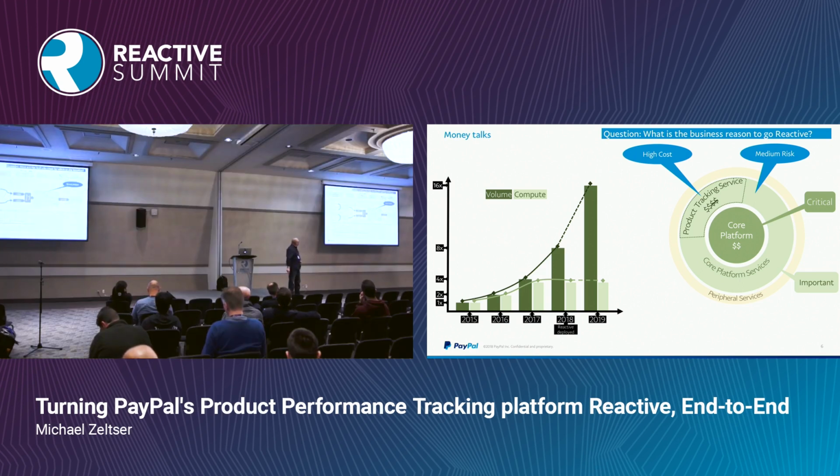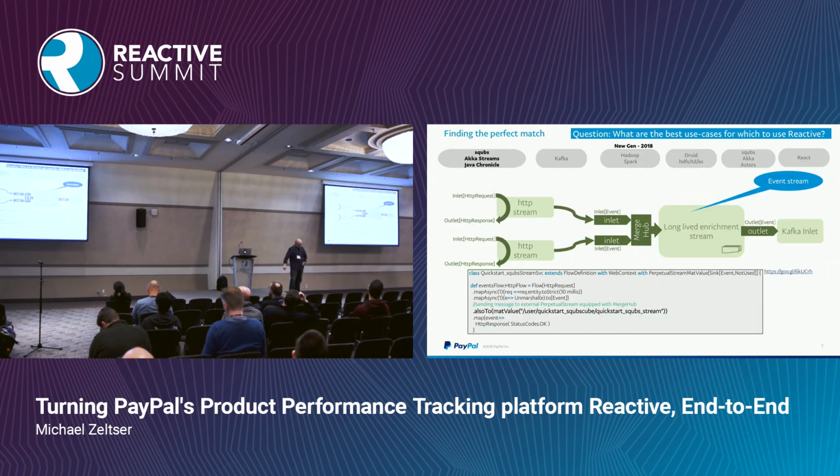All right, so that's enough about dollars. The next question you want to answer when you go reactive is which use case to pick. Again, we sort of stumbled into it because we had a streaming use case, and this is how it happens. And the streaming use case, using a graph like this, was just perfect for us.